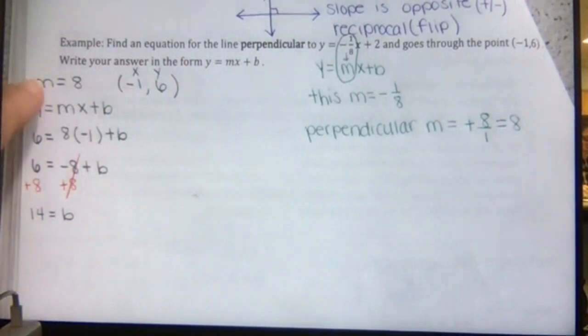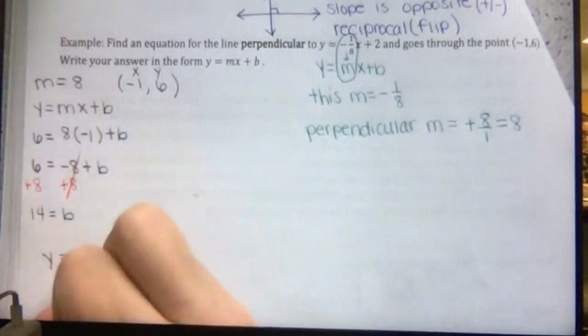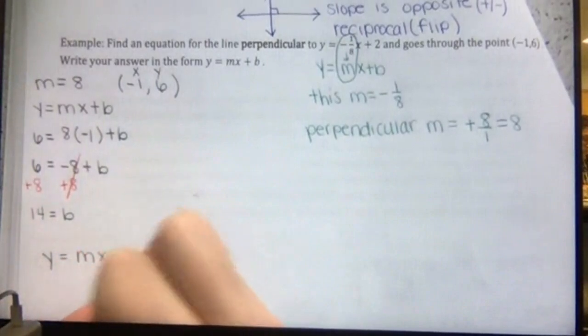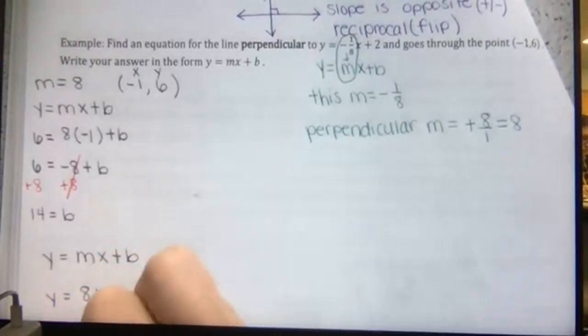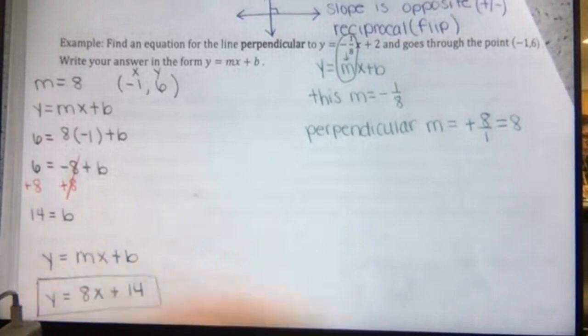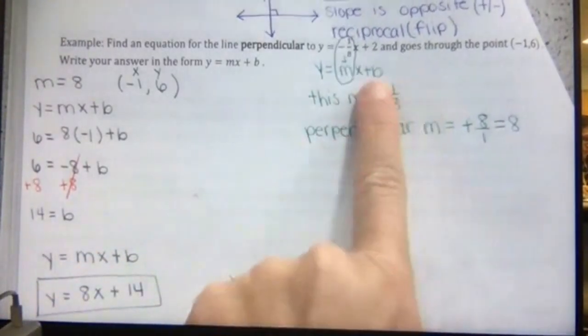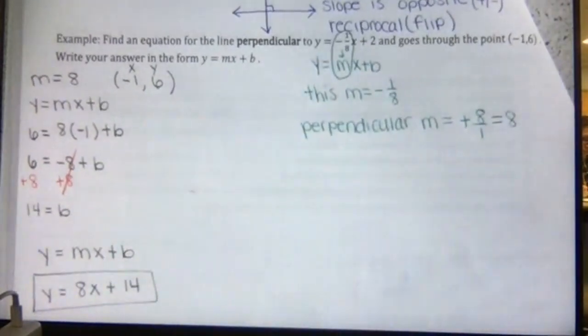So now I have my slope and I have my b. So let's plug this into y equals mx plus b to give us our final answer. So y equals m is positive 8, x plus b, which is positive 14. Done. y equals 8x plus 14. So we just use information they gave us to find our slope that we're going to actually use, and then they gave us the point.